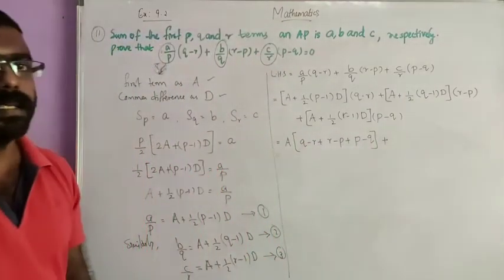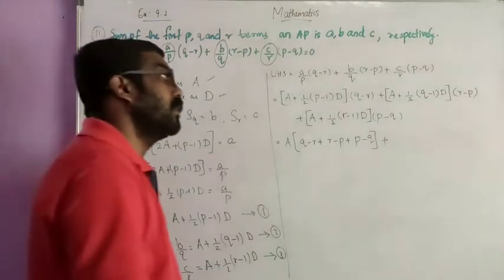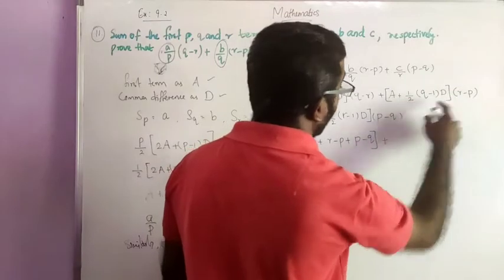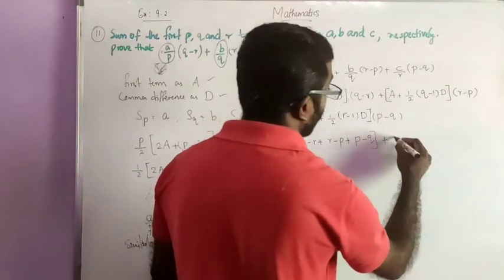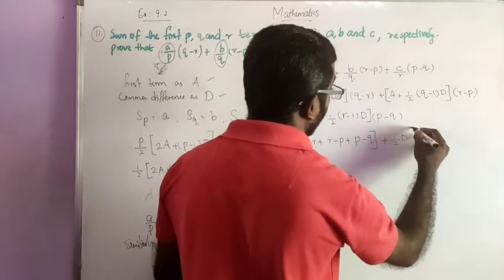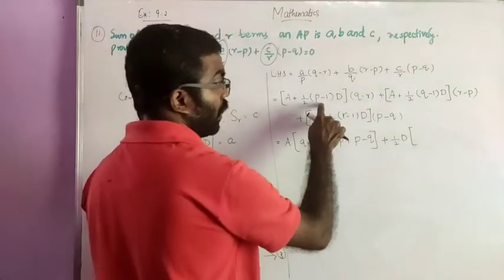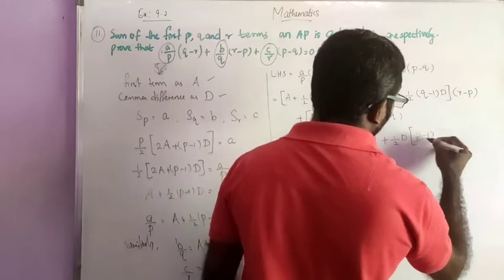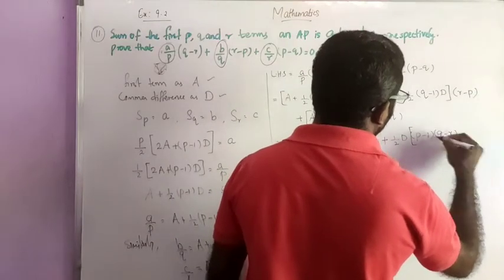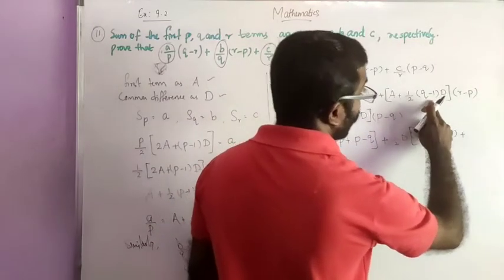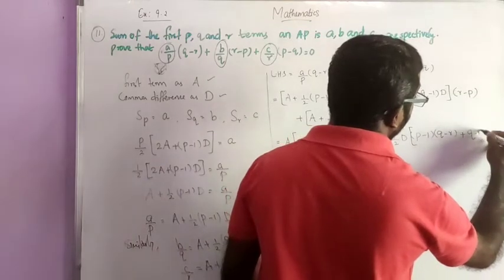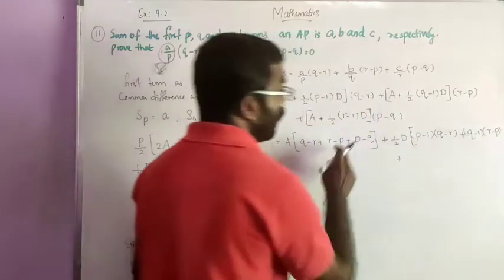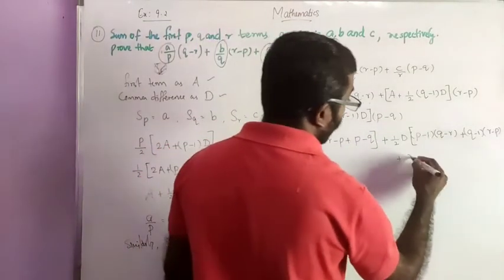Now we can collect the terms involving d, the common difference d. Here half d is common, 1 by 2 d. Here also 1 by 2 d. So 1 by 2 d we can take it out. Then the remaining is p minus 1, here q minus r. So p minus 1 into q minus r. Then plus q minus 1 into r minus p. Then plus r minus 1 into p minus q.